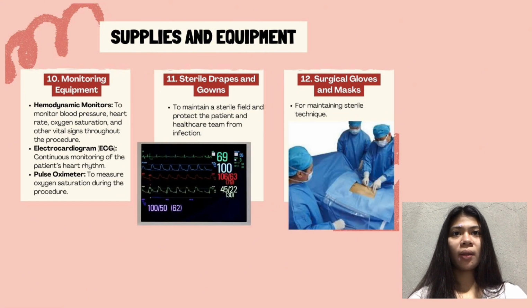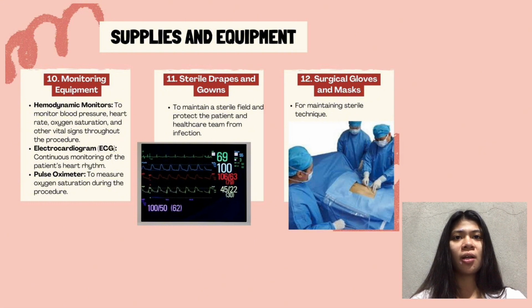Monitoring equipment. This device is used to check vital signs like blood pressure, heart rate, and oxygen levels during a procedure. Sterile drapes and gowns. These are used to maintain a sterile environment during a procedure, protecting both the patient and the healthcare team from infection. Surgical gloves and masks. These are essential for maintaining hygiene during surgeries.